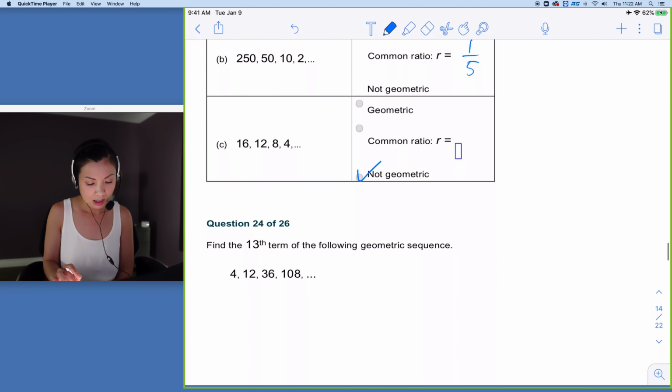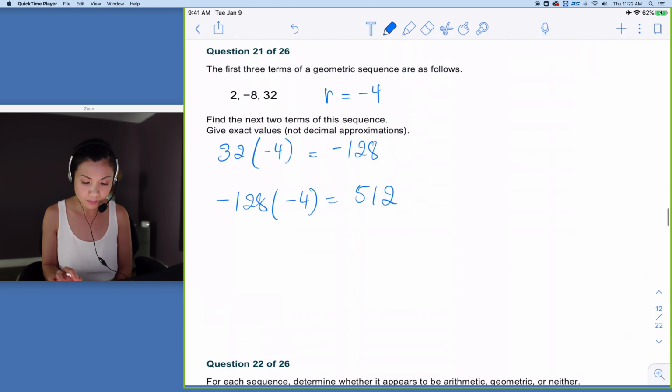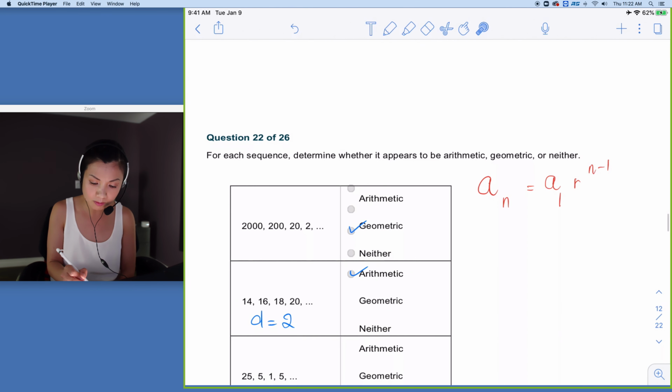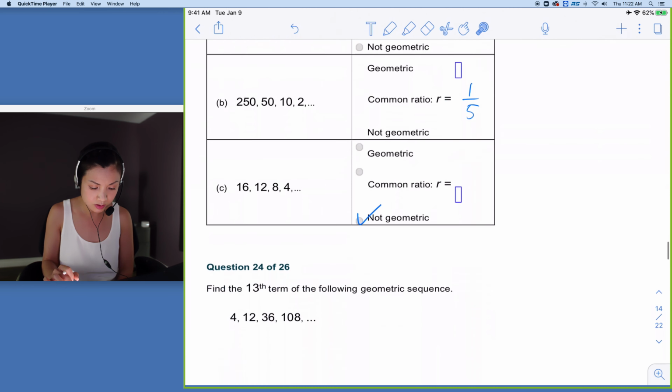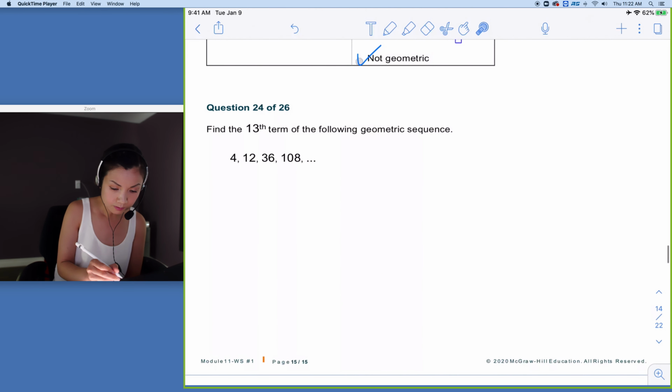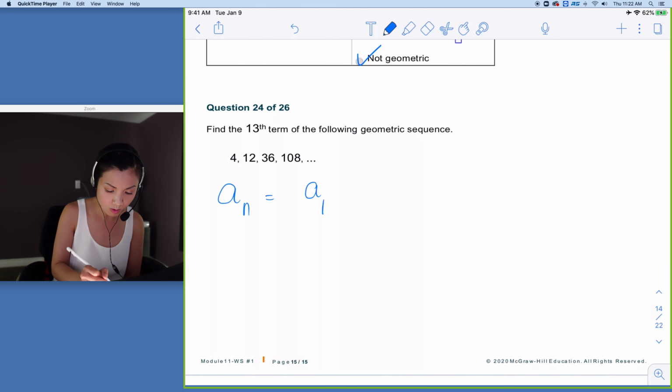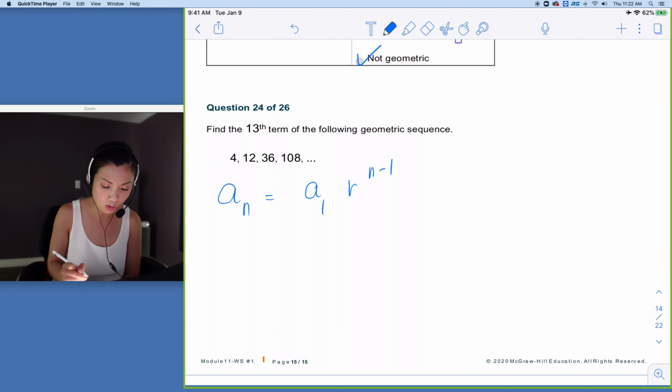Okay. All right, now what we want to do is find the 13th term. So I have the formula right here for you. a_n equals a_1 times r to the n minus 1. I can just rewrite: a_n equals a_1 times r to the n minus 1.